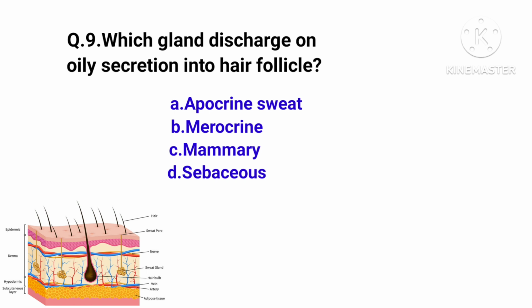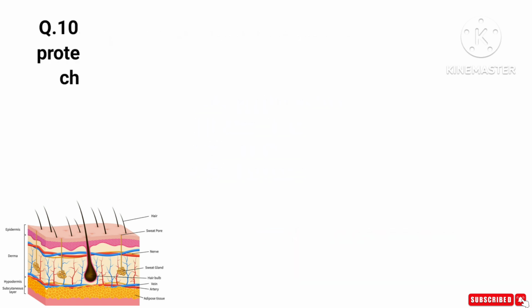Which gland discharges an oily secretion into hair follicle? Apocrine, merocrine, mammary, or sebaceous? Sebaceous gland discharges an oily secretion into hair follicle.